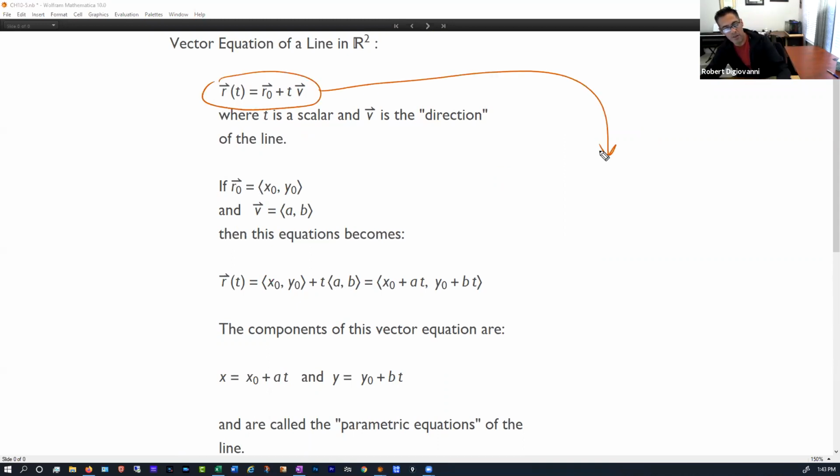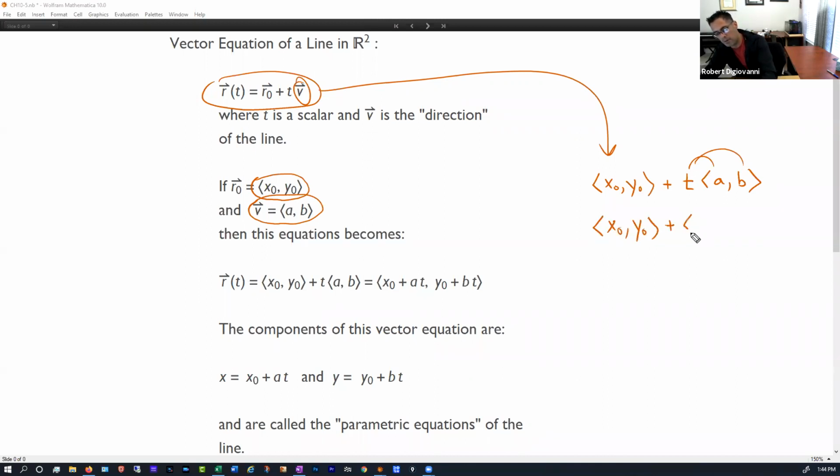Remember where R naught came from? R naught came from a point that somebody gave us. So if we replace R naught in that equation, we'll have x naught, y naught. And if we call the vector V the vector a, b, we don't know what V is, but we're just going to say it has some components a and b. Then if we distribute the t through, we get scalar multiplication. So that's t times a and t times b.